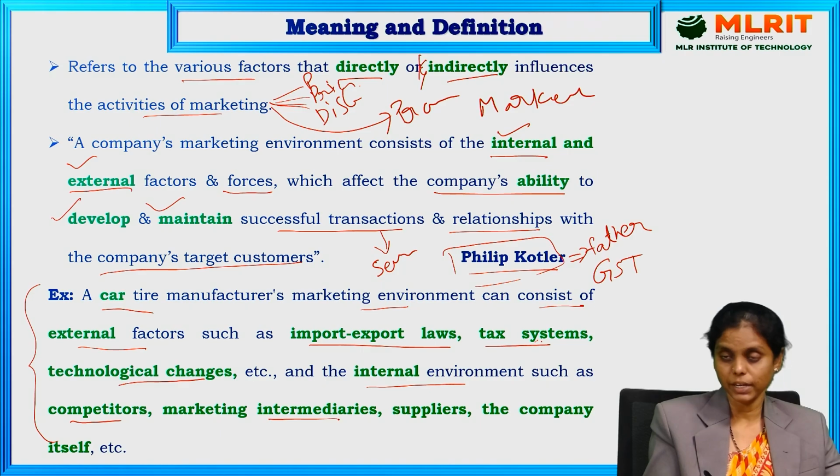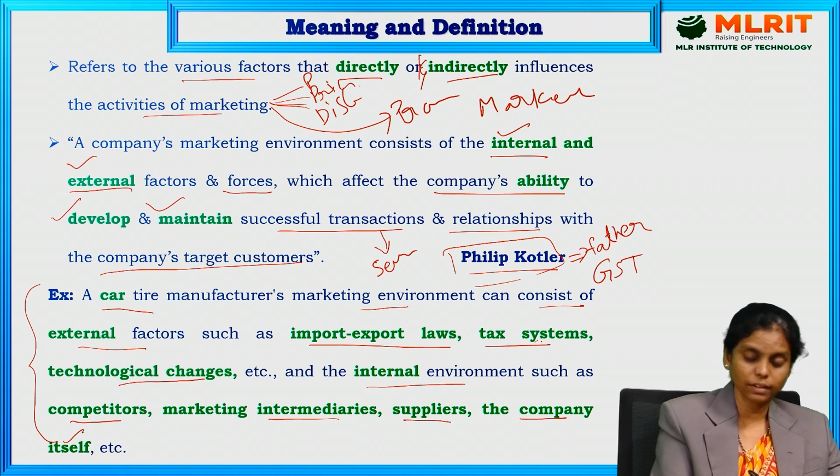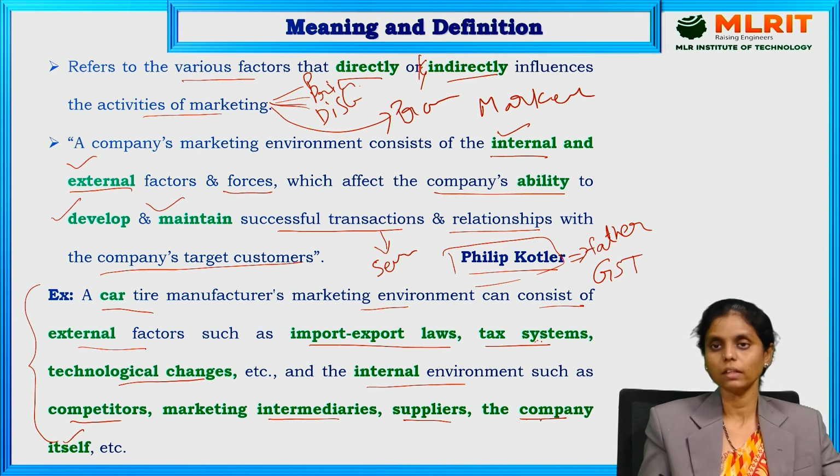Market intermediaries, that means whoever distributes that product, suppliers of that product, as well as the resources of that organization, that means the company itself. So these are the internal factors that are influencing the decision of marketing. So these are the various internal and external factors affecting the marketing decisions.